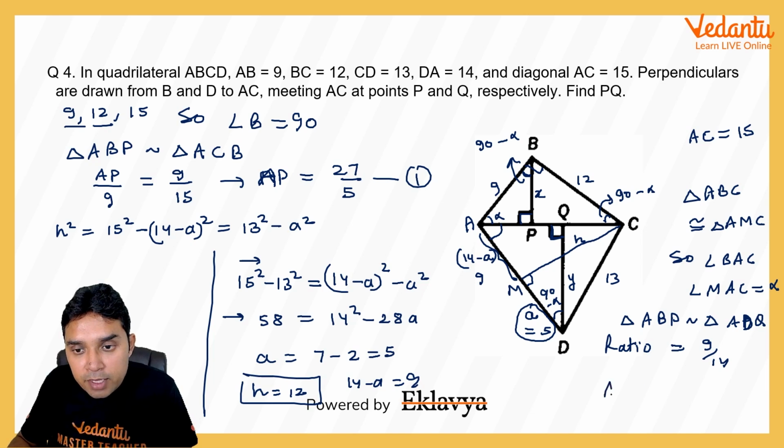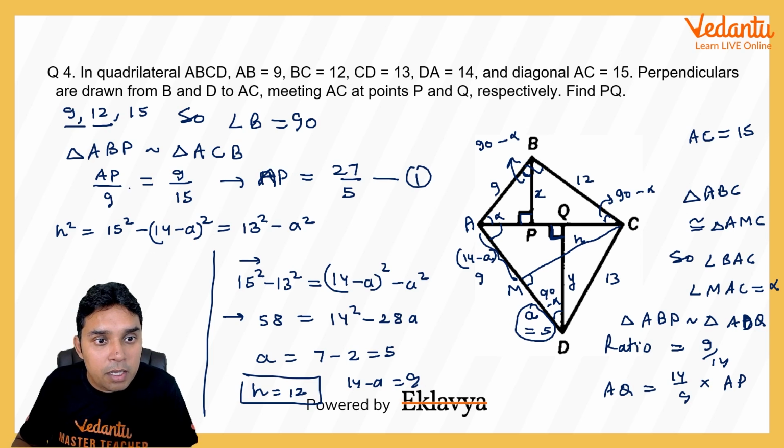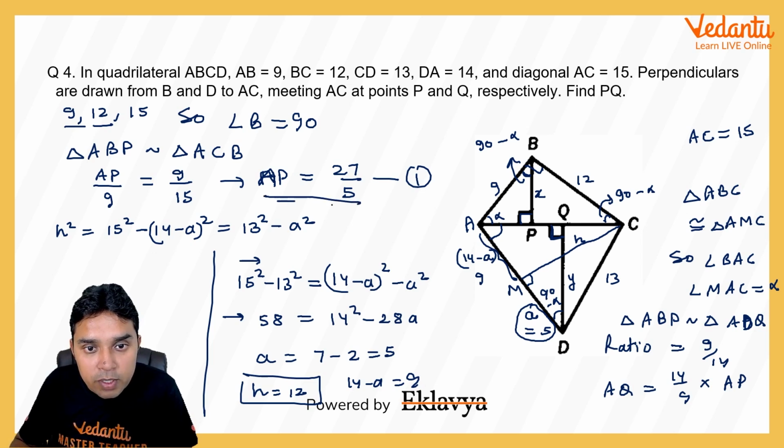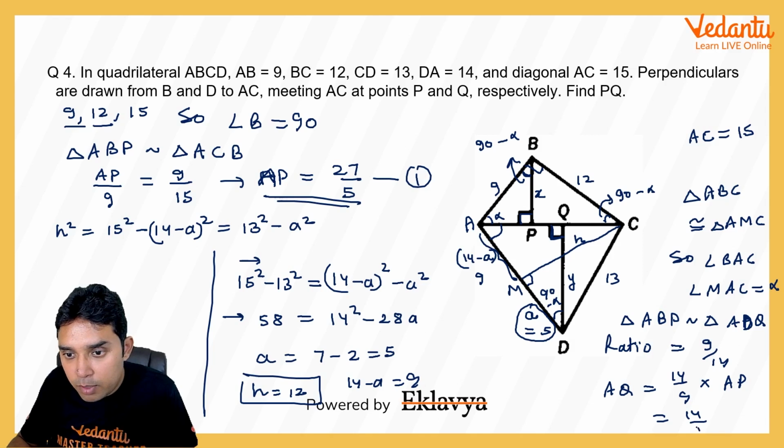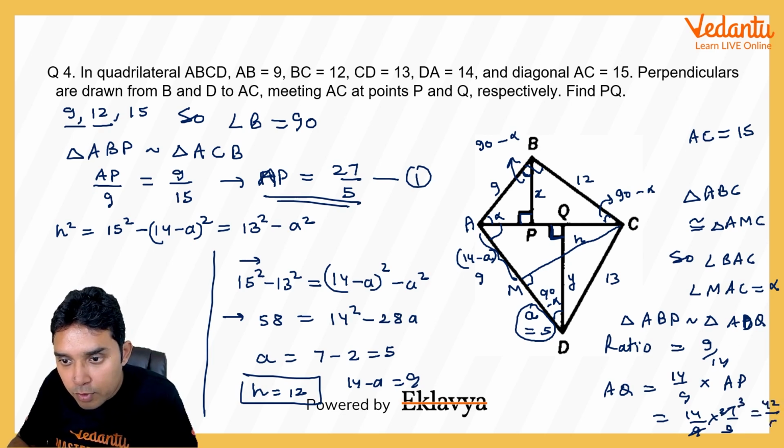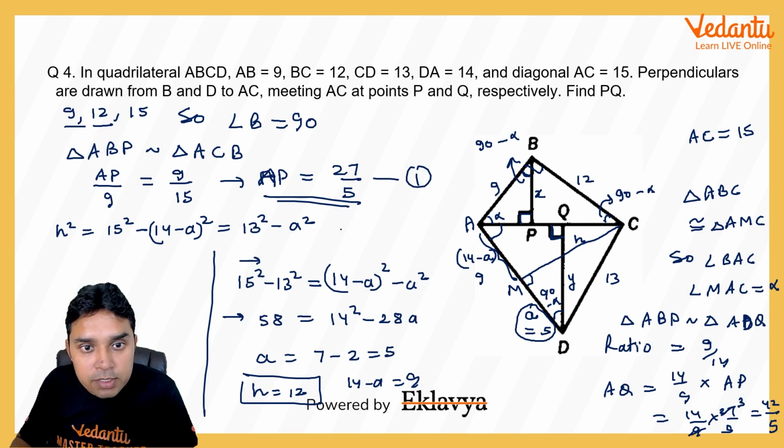So I think I can find AQ also directly by saying it will be 14 upon 9, because AQ is the corresponding side of the bigger triangle. So it will be 14 upon 9 times the AP, which we have found already using similarity. It was 27 by 5. So if I put 27 by 5 here, AQ will be 14 by 9 into 27 by 5. So how much will it be? 3 times here. So it becomes 42 upon 5. So this is AP, this is AQ.